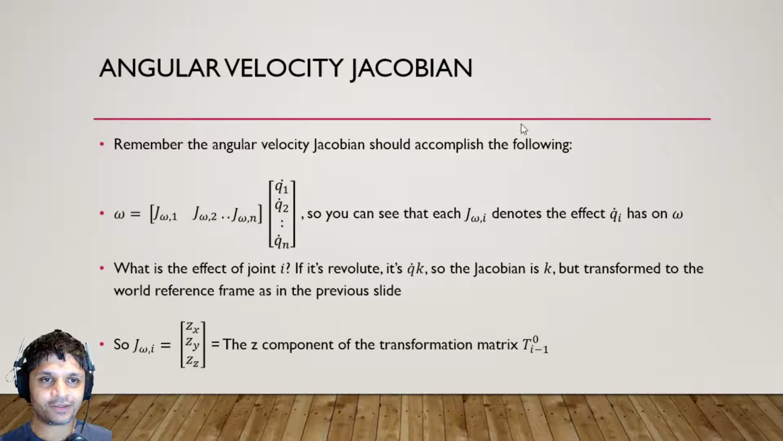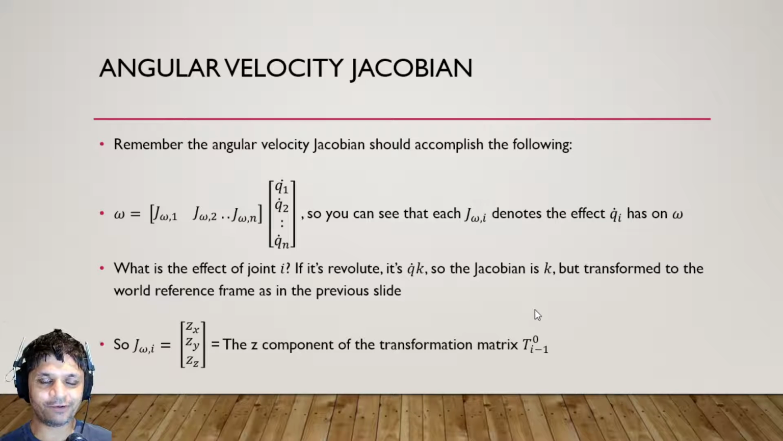Now, in this system, what this Jacobian component is doing is saying what's the effect of joint i on the end effector. So remember, if the joint is revolute, it's just q dot k, and k is the z component of the transformation matrix, right? So that means the Jacobian component is per joint. The Jacobian relating to joint i is just zx, zy, zz, or the z component of the transformation matrix T_{i-1}^0.